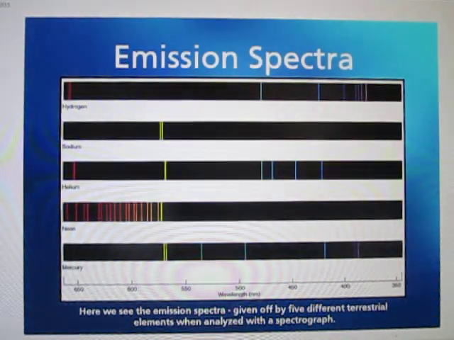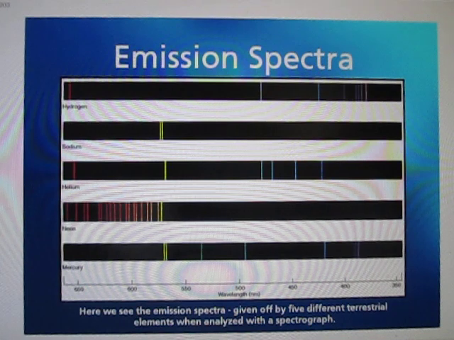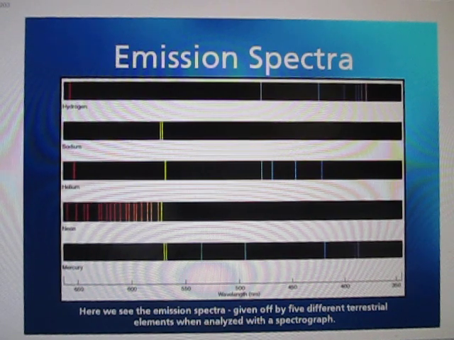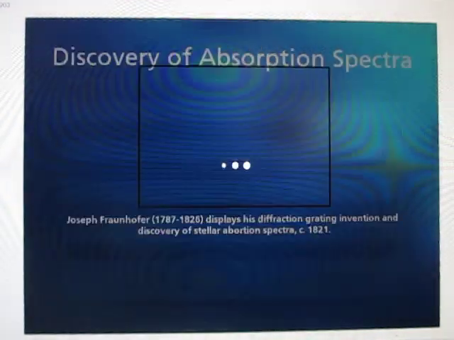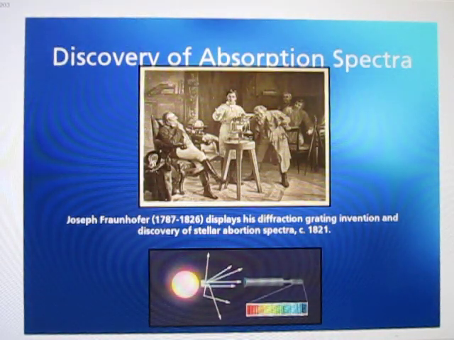Here we see emission spectra given off by 5 different terrestrial elements when analyzed with a spectrograph. Notice on the bottom, the wavelength scale is the visual range discovered by Newton from 700 to 400 nanometers. And notice that each element has a completely individual fingerprint. The discovery and invention of celestial or stellar spectroscopy, which is the ability to determine the chemical composition of starlight in the universe, is even more fascinating.